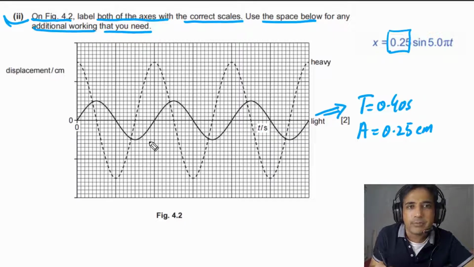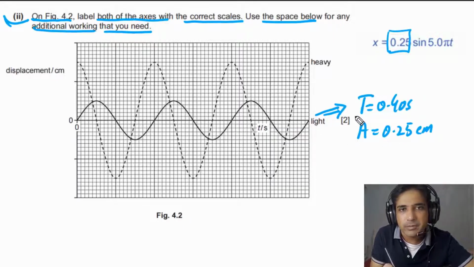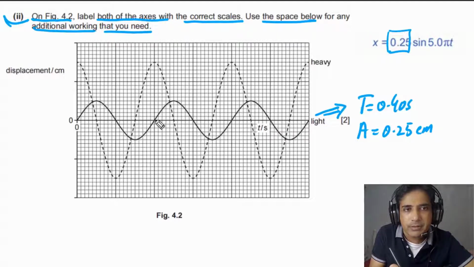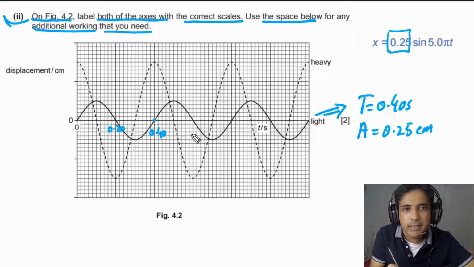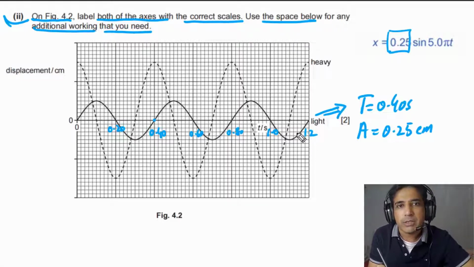Now we need to label this. First of all, we will label the x-axis. The time period is given, that is equal to 0.40 seconds. So here we can simply label this 0.40 seconds. So halfway, this one has to be 0.20. And the next ones you can label 0.60, 0.80, then 1.0, and the last one will be 1.2. So this is how you can label the x-axis.